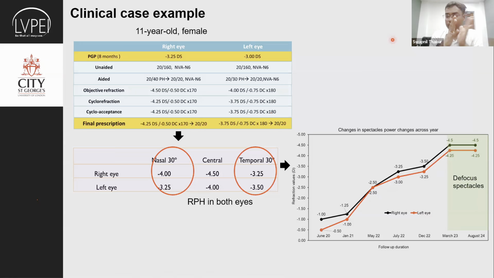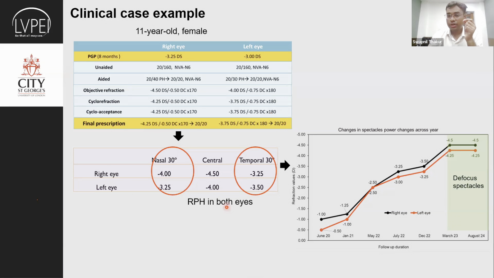So finally, I want to give a clinical case example. This is an 11-year-old female where the PGP was minus 3.25 diopters in the right eye and minus 3 in the left eye. On refraction on the day of the visit in the myopia clinic, she had minus 4.25, minus 0.50 cylinder at 170-degree axis, and in the left eye, minus 3.75, minus 0.75 at 180-degree axis. So there is clear progression in myopia.